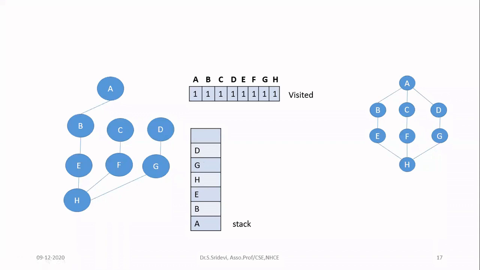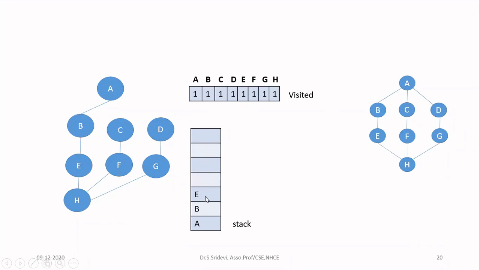So just remove D from the stack. I am popping D. Then what I have, G. Now go and check G. G is having two neighbors, D and H. They have been visited. So you simply pop G from the stack. So I popped it. Then on the top of the stack, you have H. Go and check H. H is having three neighbors. All three have been visited. So you can remove H from the stack.